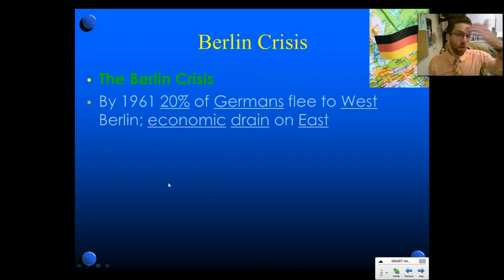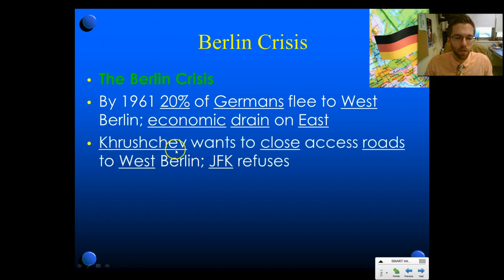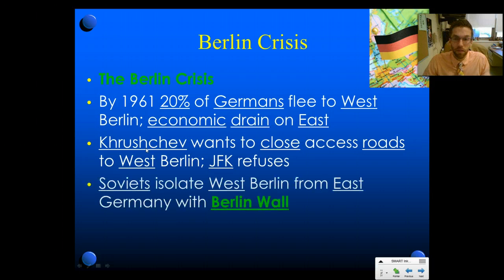So 20% of the population is fleeing, and this is the economic drain on the East. It's their smartest, their best, their brightest who are leaving East Berlin. And Khrushchev, the leader of the Soviet Union, says, okay, we've got to close off access. Close the roads, like the Berlin blockade. And Kennedy says, you ain't doing that. Don't even try.